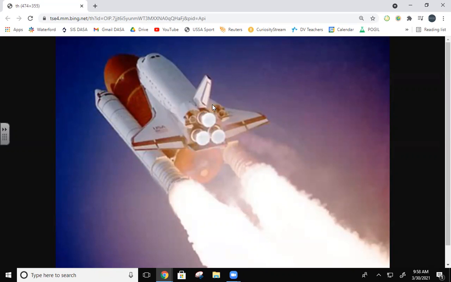So liquid fuel rockets, like the main engines on the space shuttle, you can use different fuels on liquid rockets. So for instance, in the space shuttle, they used hydrogen and oxygen, right? Hydrogen and oxygen, which is definitely not the way that you spell that.